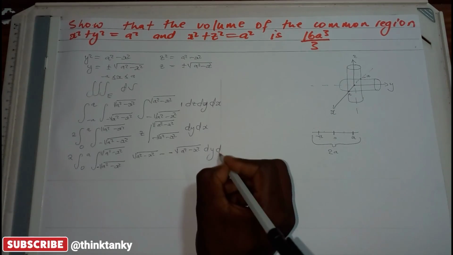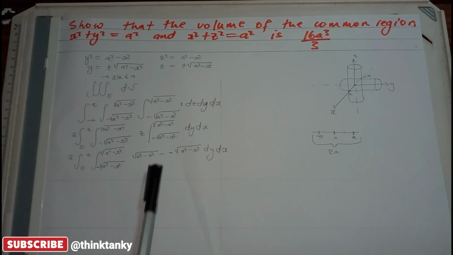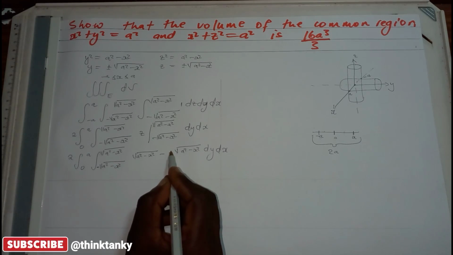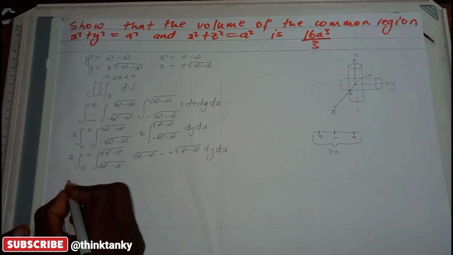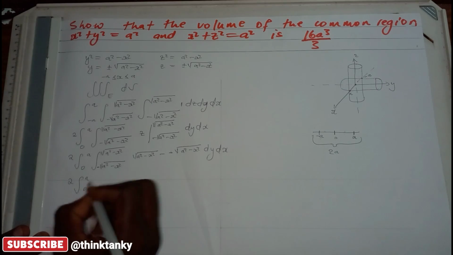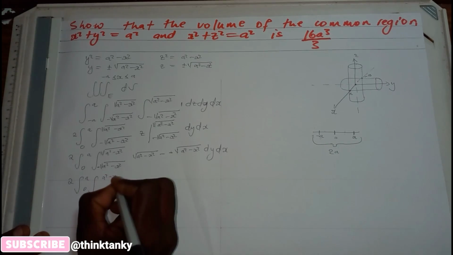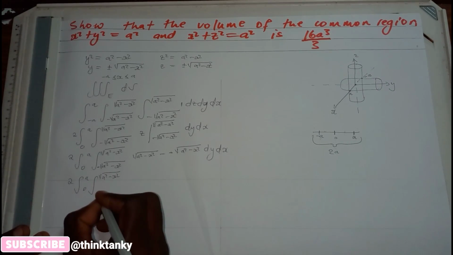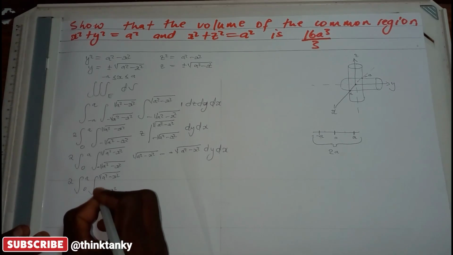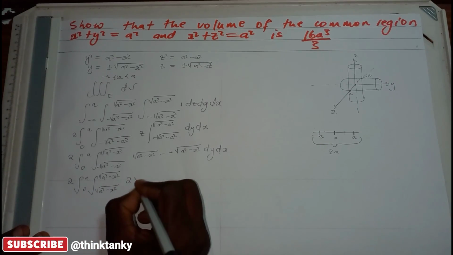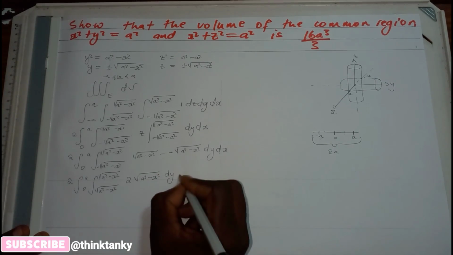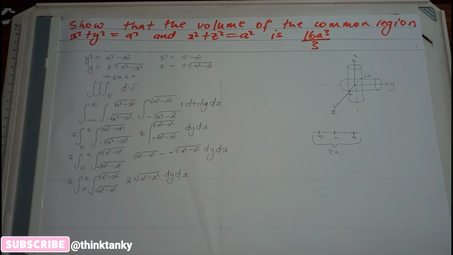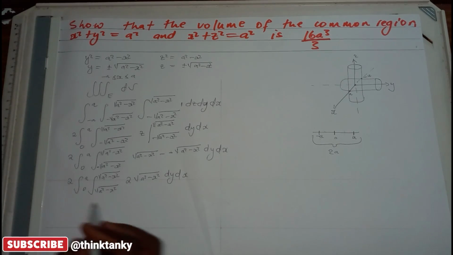dy dx. Okay, so negative and negative, this is a positive, and this plus this is the same as saying a plus a, it's 2a. So that means this is the same as saying the integral from 0 to a of the square root of a squared minus x squared, minus negative the square root of a squared minus x squared, dy dx. Okay, since 2 is a constant, I can pull it out.